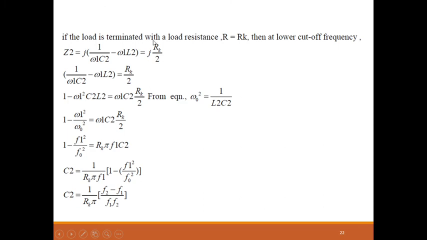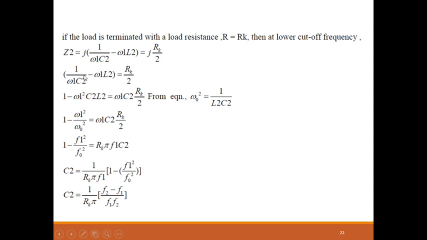If the load is terminated with the load resistance R, then R should be equal to Rk. Then at the lower cutoff frequency, Z2 should be equal to j into 1 divided by omega 1 C2 minus omega 1 L2, which should be equal to j Rk by 2. Similar to that, 1 divided by omega 1 C2 minus omega 1 L2 equal to R by 2, because both the sides have j, it gets cancelled.